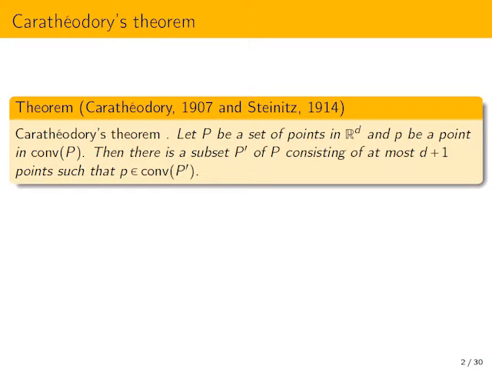Let's start with the well-known Carathéodory theorem. It says that any point in the convex hull of a set of points P in R^d is in the convex hull of a subset P prime of P such that the size of P prime is at most d plus 1.